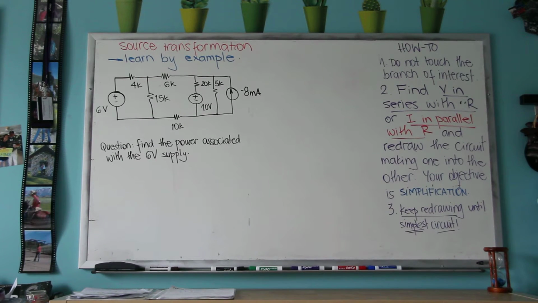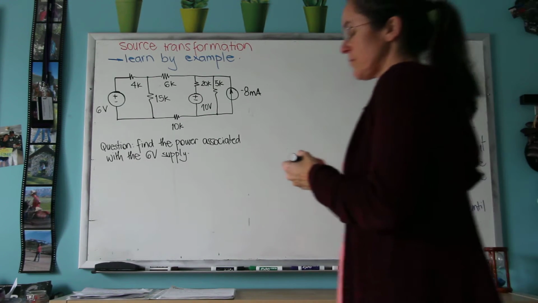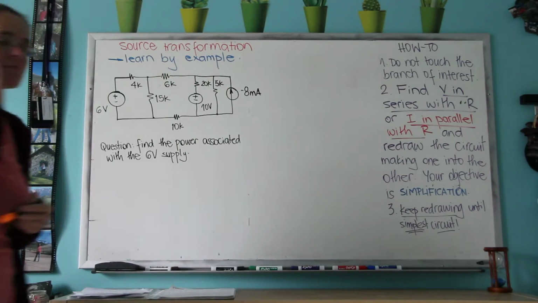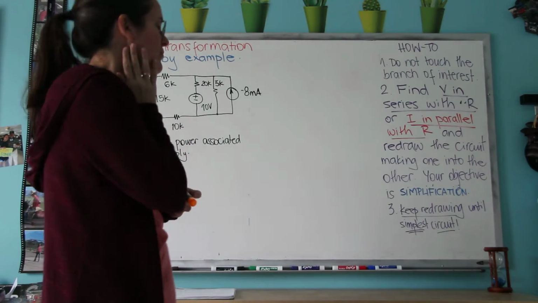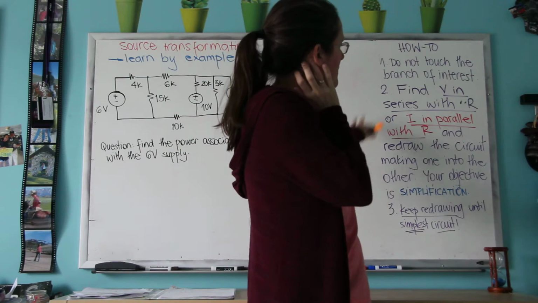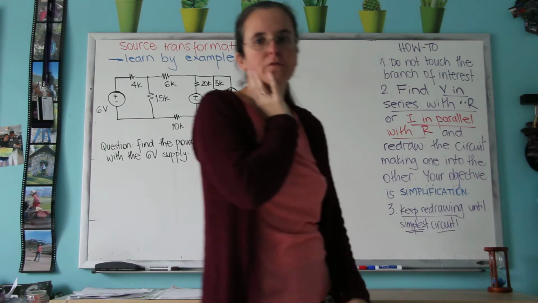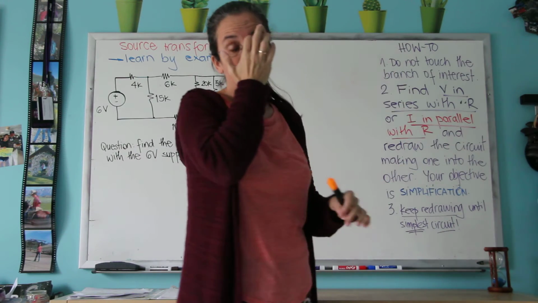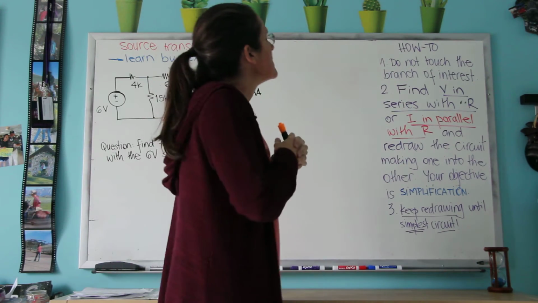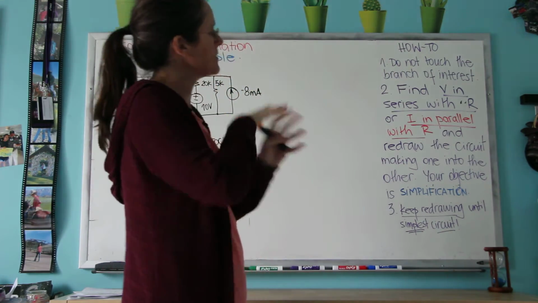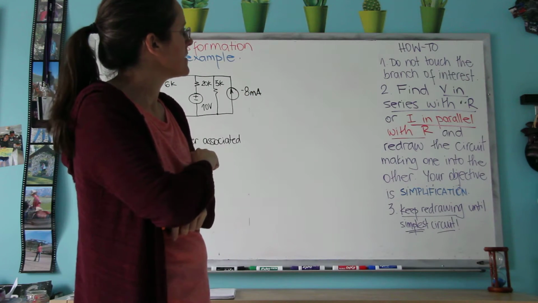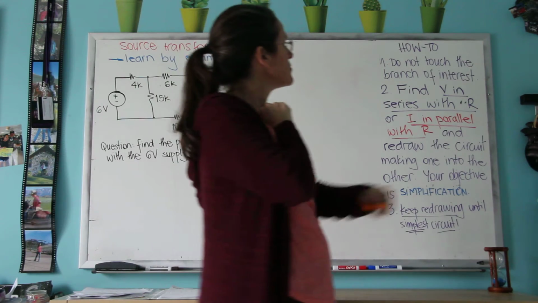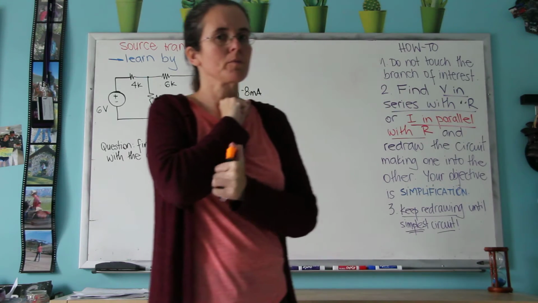This is a video about source transformation, which is chapter 4 in our textbook. And I've attempted to write a how-to, even though this is my first draft, so it's probably not that clear. But I do not want to touch the branch that's being asked in the question, so I'm going to always keep that one as my precious branch, and I'm not going to source transform it.